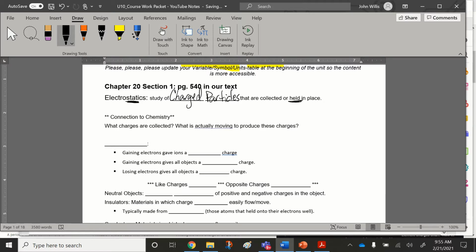We'll talk about electrical current next. That's Unit 11. So in Unit 10, we're talking about stationary charges. What are charges? What are some of the properties that these charges have? How do these charges interact? That's it. What is it that's actually making these charges that we experience and that we feel?